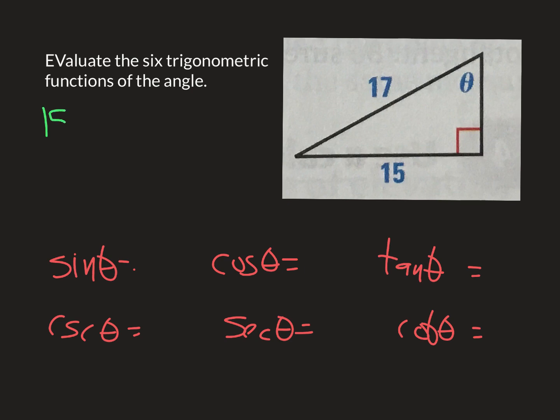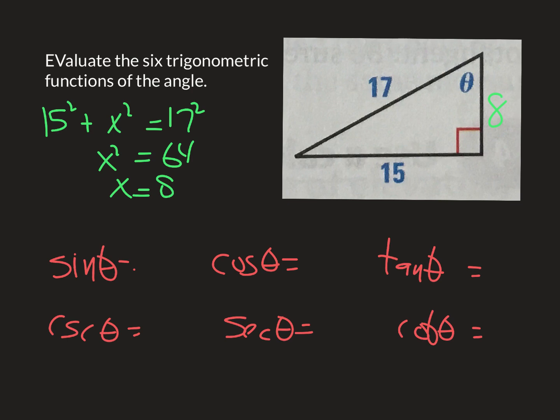Here's what I know right now. I know 15 squared plus the missing side squared is going to be 17 squared. Just the Pythagorean theorem right there. 17 squared is 289. 15 squared is 225. If I subtract those, I get 64. Take the square root, I get 8. So the missing side is 8.